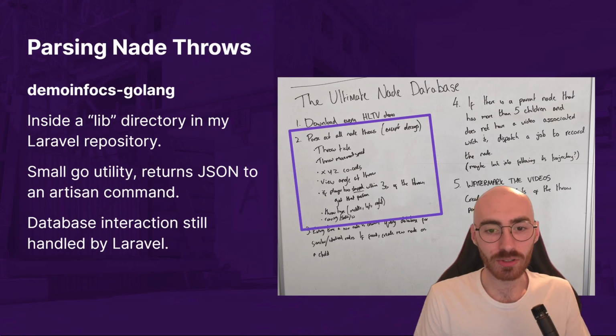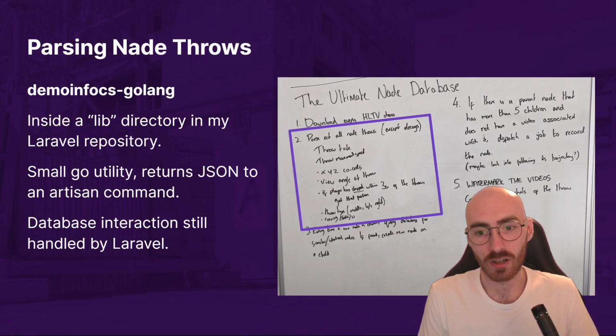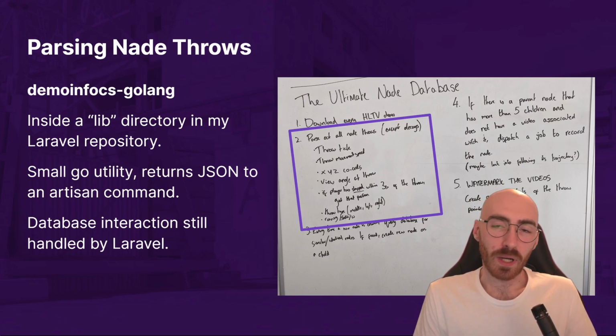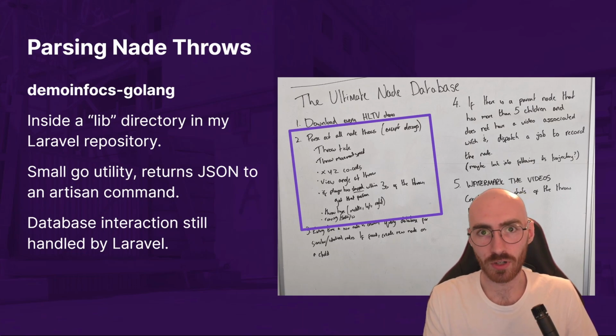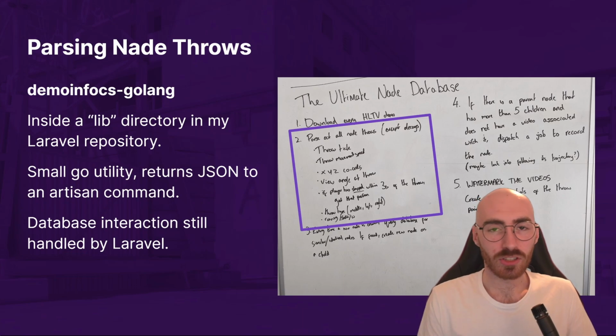Parsing the nade throws, I opted to go with Go because that's a language that I know. I basically just put all of these scripts that are using external languages in the root of my Laravel. There's obviously app and database and all that stuff. I made a new folder called lib, and inside all of those is the various different tools. So one for scraping, one for the nade extraction, that sort of thing. It's just a Go program, and it dumps JSON to the standard output, which an artisan command picks up, loops through, and PHP does all the interaction with the database.